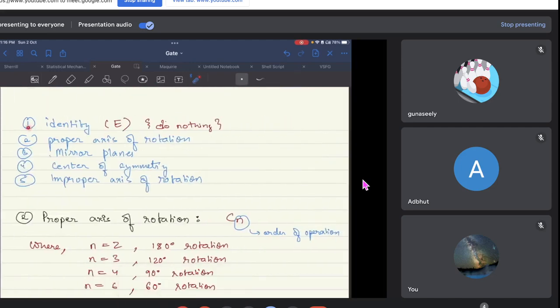So the first one is the identity. It is denoted as capital E, and I will simply tell you that it is something like doing nothing, because identity is exactly the same configuration that we had before the operation and after doing the particular operation.